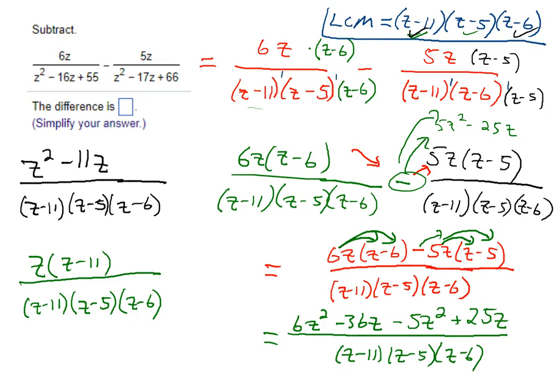And so let me pick a different color here. So I have z minus 11. Those cancel out. So my final answer here is going to be z on top, that's all that's left on top, over z minus 5 times z minus 6. And you should be able to leave your answer like that.